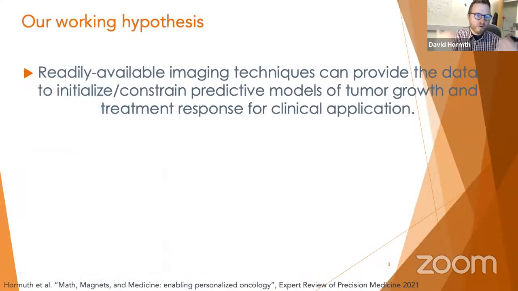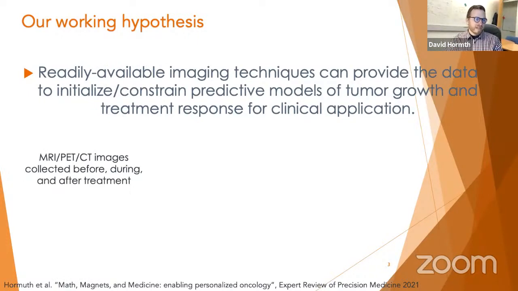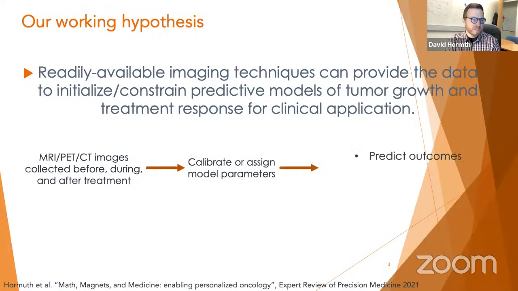So the overall working hypothesis for our group is that there are readily available imaging techniques that can provide the data necessary to initialize and constrain these predictive models of tumor growth and response. The idea is that we'd like to collect MRI, PET, and CT images before, during, and after treatment, and use these images to calibrate or assign model parameters for individual patients. We can then use these calibrated models to predict treatment outcomes, maybe optimize treatment, or adapt treatment in real time for these patients.